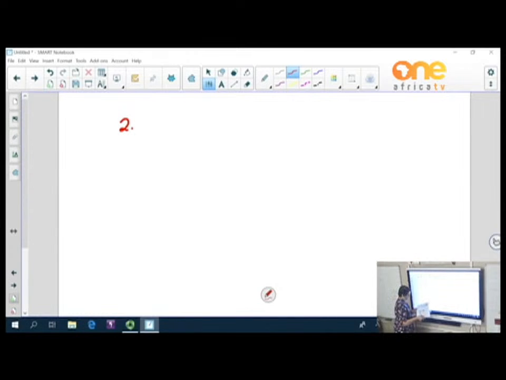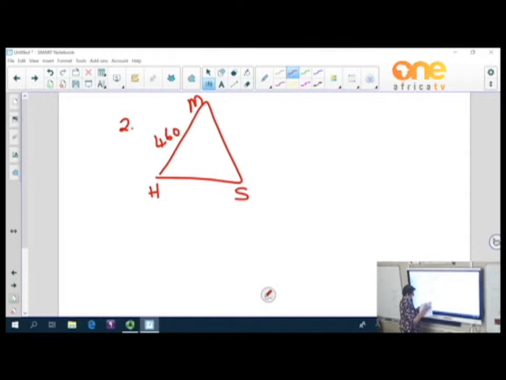Christo is making a map of his local area. He knows that the monument, so let's have a triangle. There's the monument, his house, and the sports center. So the monument is 460 from his house, and the sports center is 406 from the monument, and angle HSM is 70 degrees. This is my information. And I have to find H. This is what we want to calculate here.